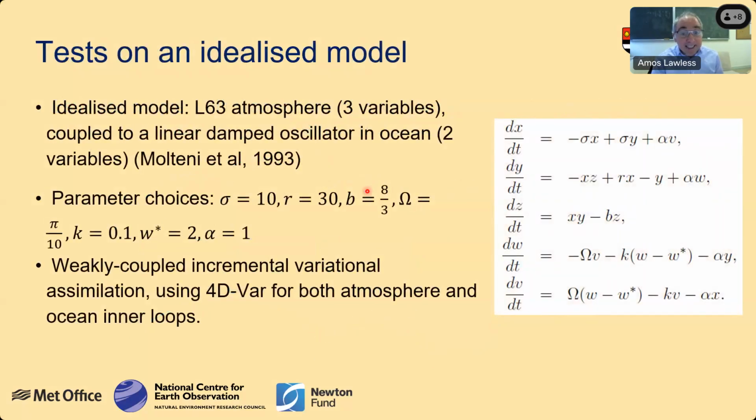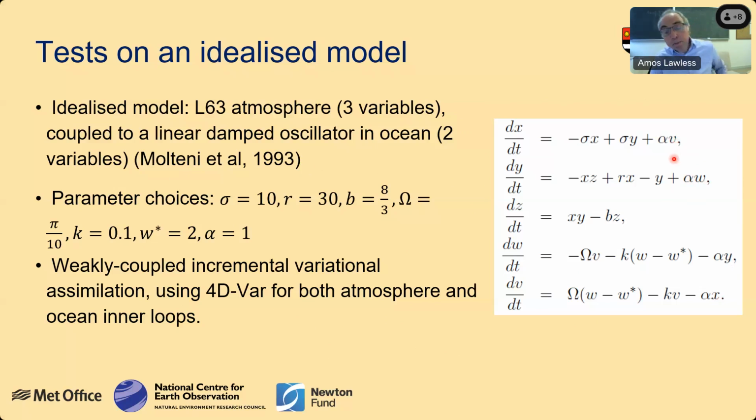So I'm going to test these methods on an idealized model. This model is very simple, where we have 5 equations. The atmosphere, or the faster variables, are the 3-variable Lorenz system, the Lorenz 63 system. For the ocean, we have these 2 variables, W and V, which is essentially a linear oscillator forced by the atmosphere variables. And we have some forcing back from the ocean into the atmosphere, based on this alpha parameter.